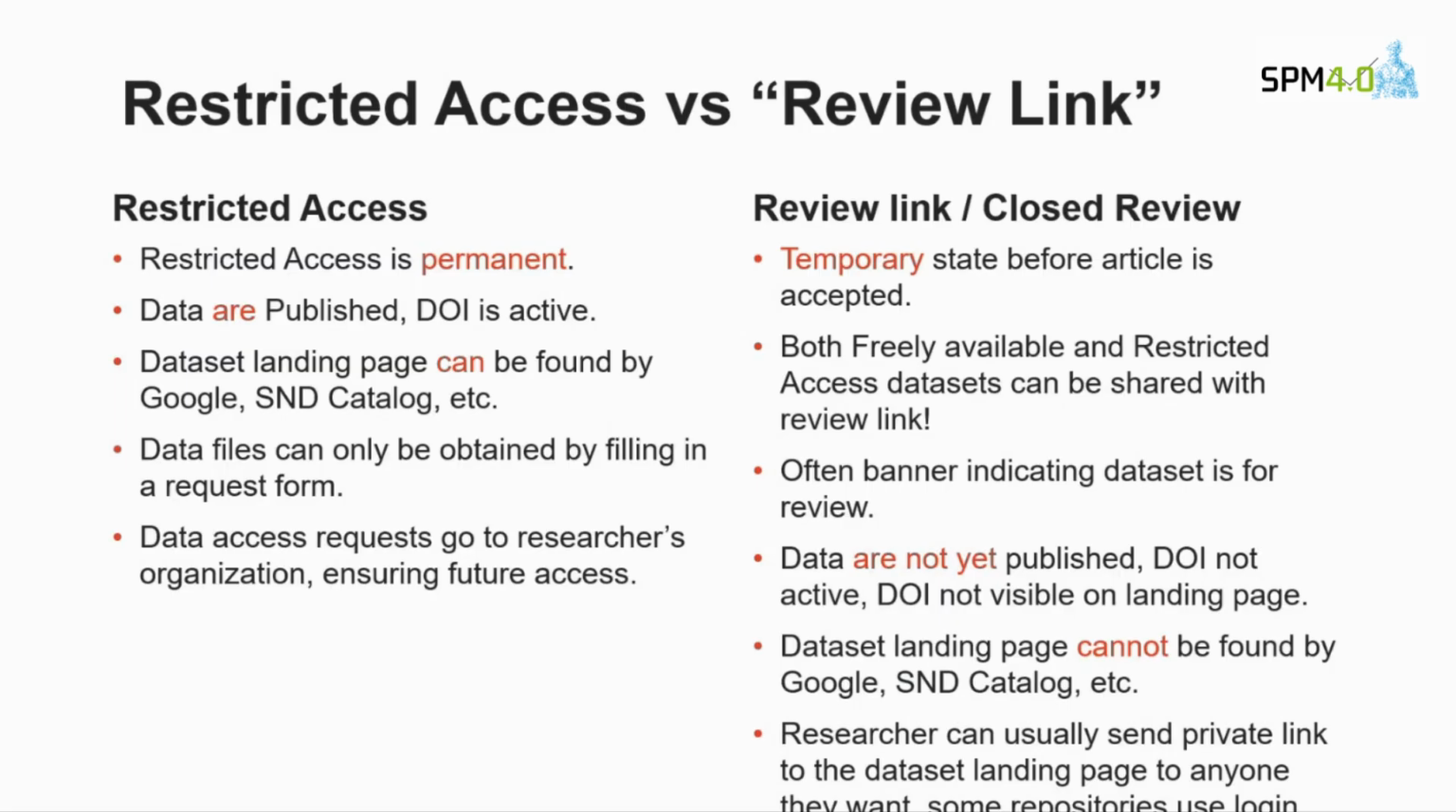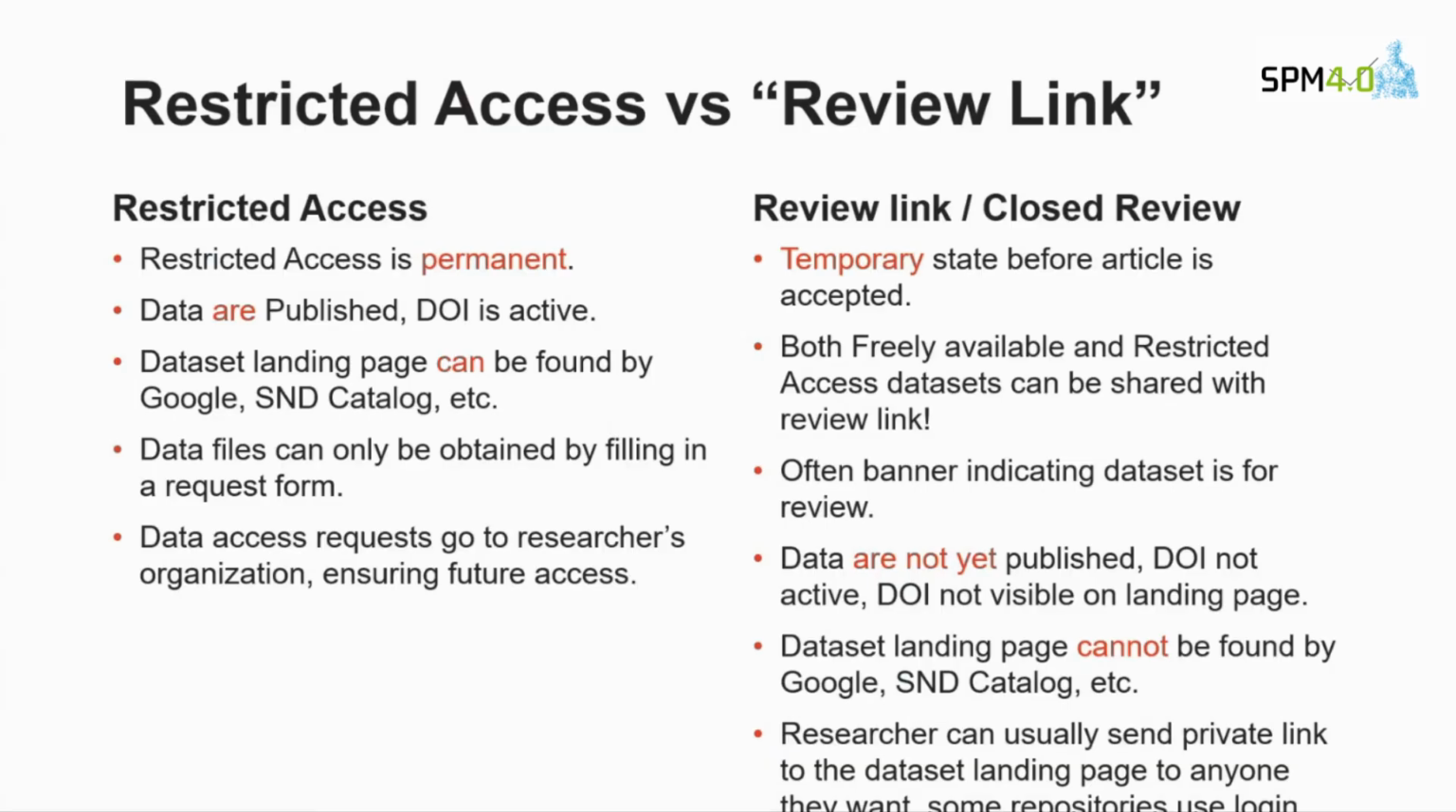Restricted access is permanent. The data's published. The DOI is active. Whereas when your data set is under review, then it's just a temporary state before the article is published. You can have both freely and restricted access data sets available with the review link. In our repository, it's very clearly stated this data set isn't published. You've just come to here because you've got a review link. And the DOI won't work. That's the other main thing. And Google won't find it as long as we haven't screwed up.